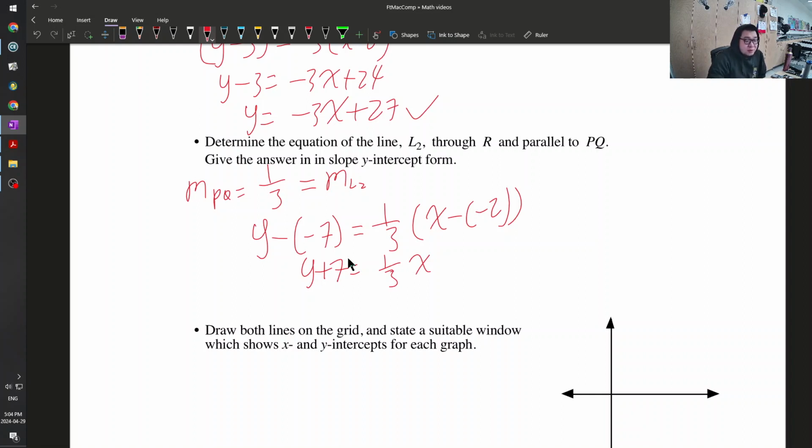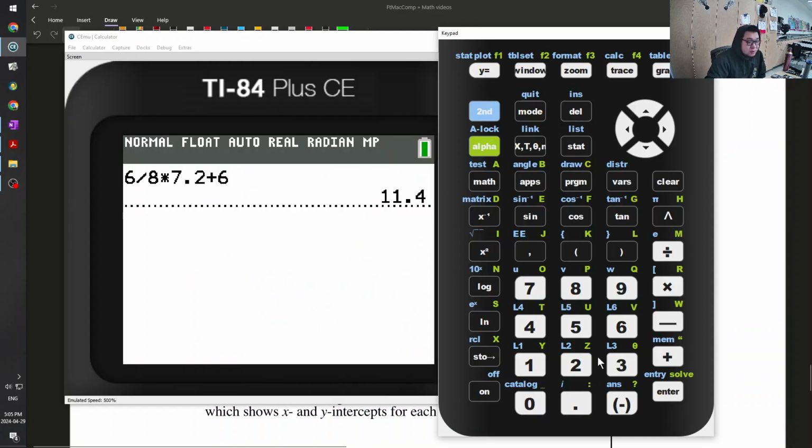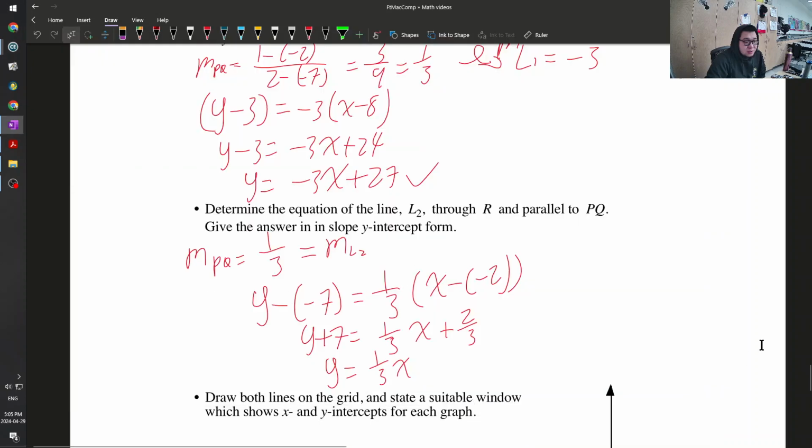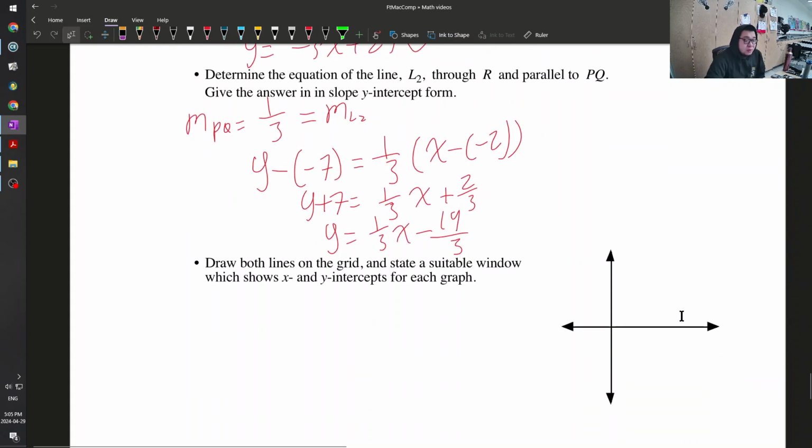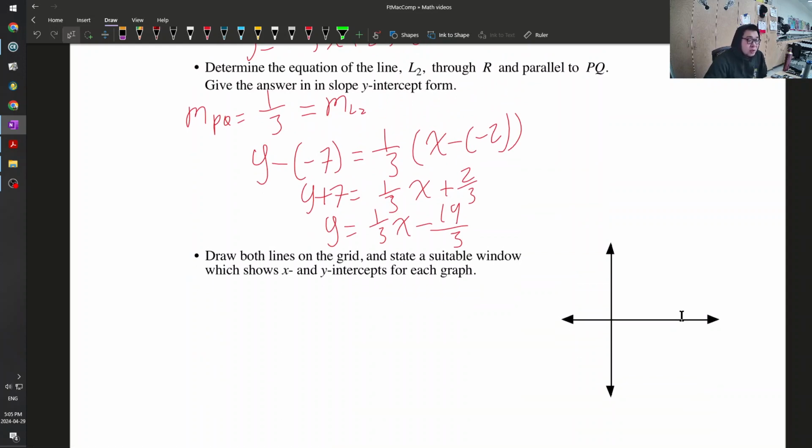What is that? That is plus 2 times 1/3, which is equal to plus 2/3. Okay, they wanted y-intercept form, so we have to subtract 7 on both sides. You get y is equal to 1/3 x, okay, I have 2/3 subtract 7. I'll use my calculator. 2/3 subtract 7. Convert to a fraction. We get negative 19 over 3. Okay, that is y-intercept form. We're good.